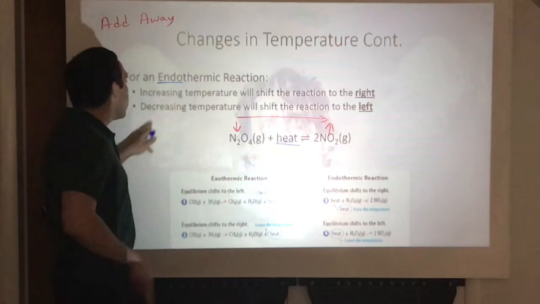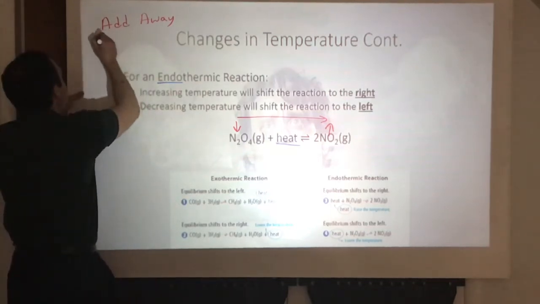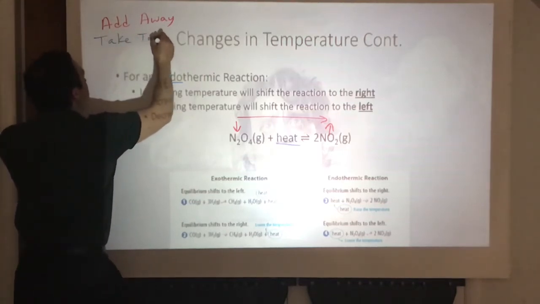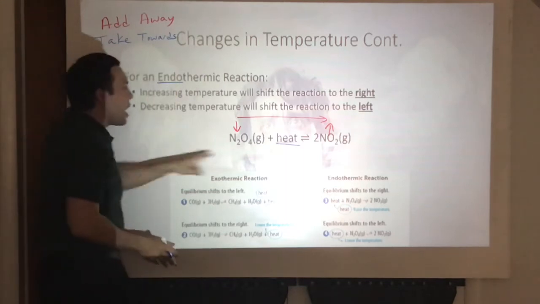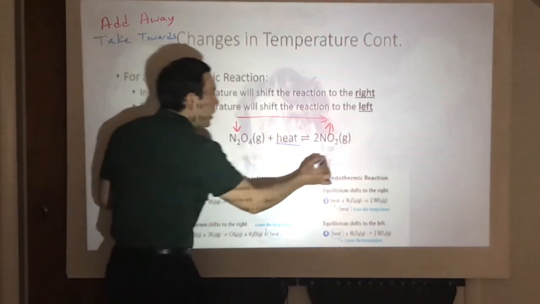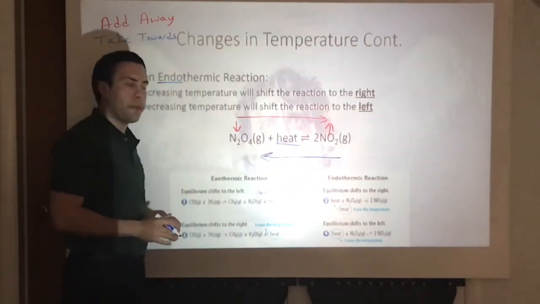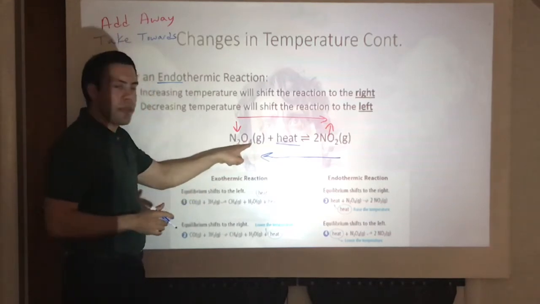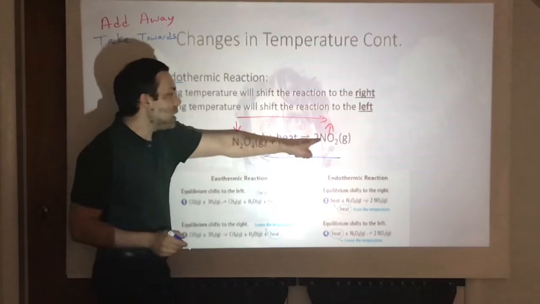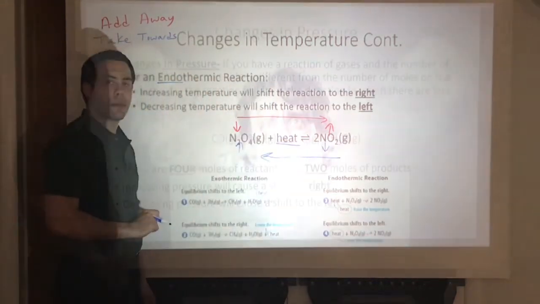If we were to decrease the temperature, if we remove heat, we're going to use the rule of take towards. If we remove heat, which is on the left side, we are going to draw the arrow towards the left side. As a result, the tip of the arrow, N2O4, will increase, and NO2 will decrease.